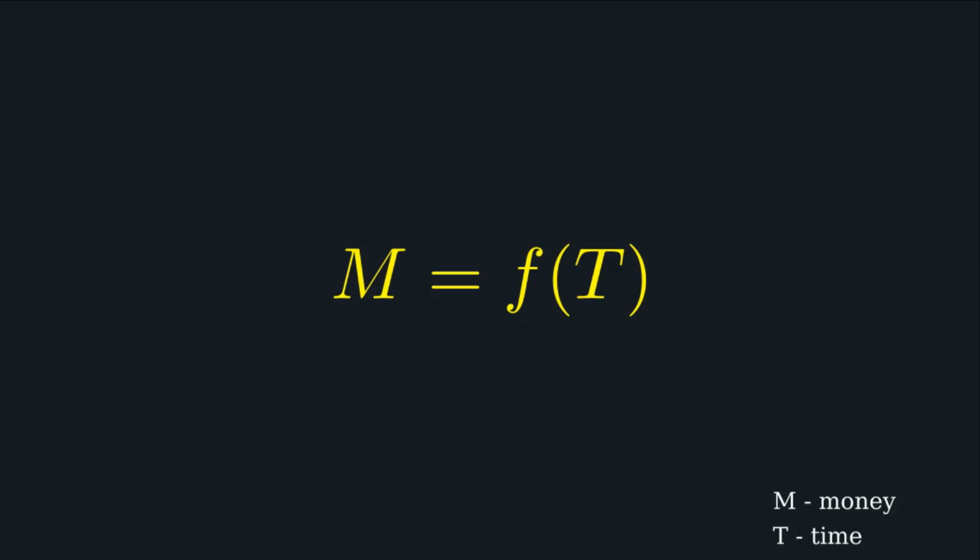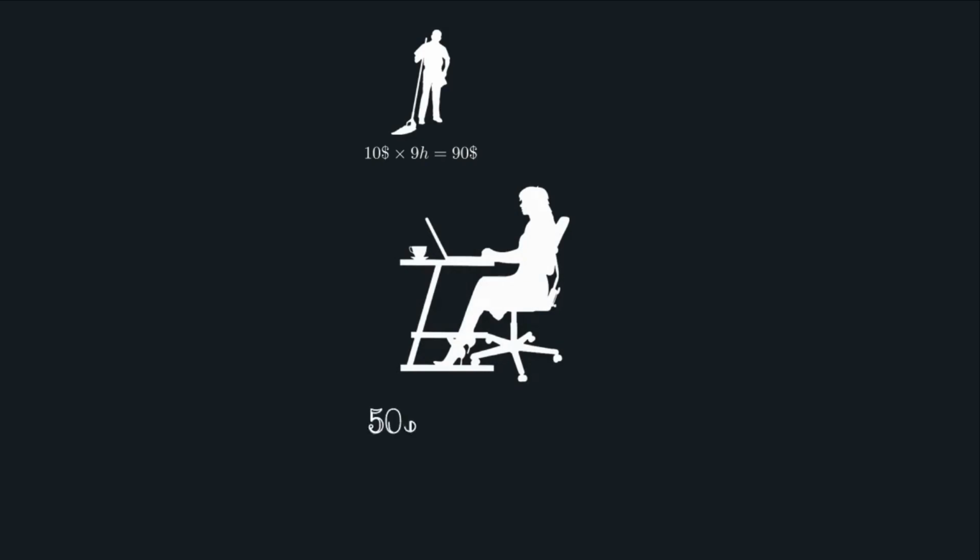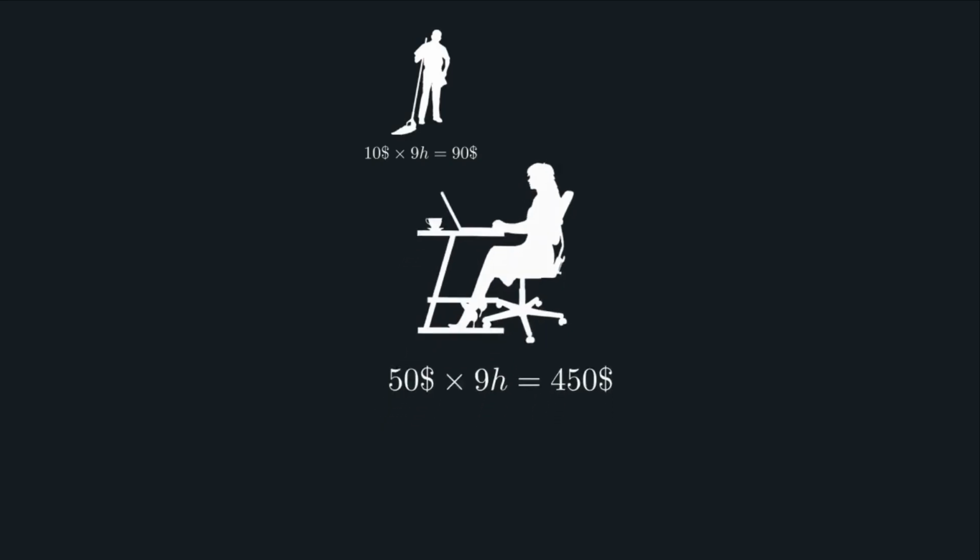Let's try to understand what kind of function is this F, which maps time to money. Here we have a laborer who receives the minimum wage. Let's say $10 per hour. He works 9 hours a day, that is, he earns $90 per day. And here is a programmer who receives, let's say, $50 per hour. He also works 9 hours a day, that is, he earns $450 per day.